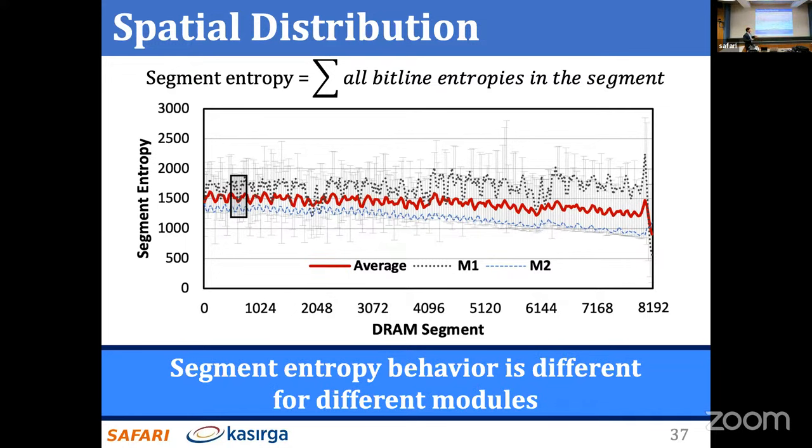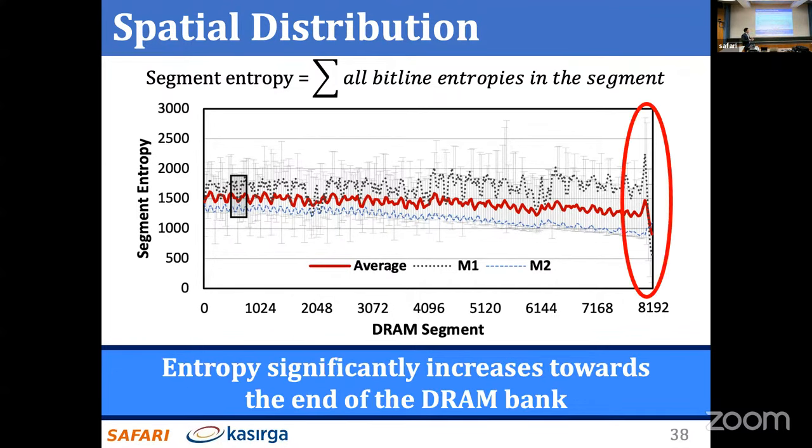Now, we see that segment entropy behavior is different for different modules. You can see this highlighted box here shows where the two modules have an inverse pattern. One module has the lowest local entropy over there, and the other module has the maximum local entropy over there. And we think that this might be relevant to the distance of the segment from its sense amplifiers. And towards the end of the bank, we observe the entropy significantly drops.